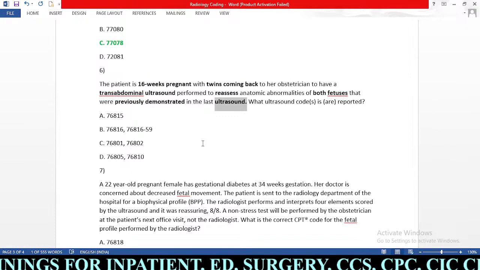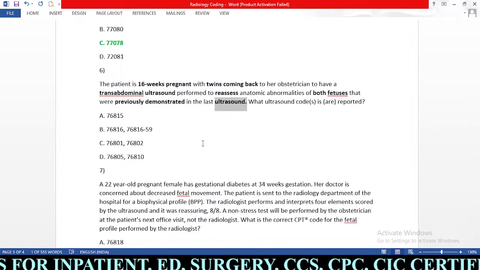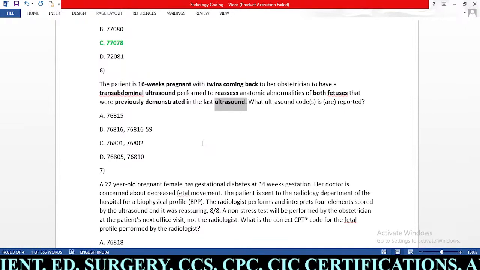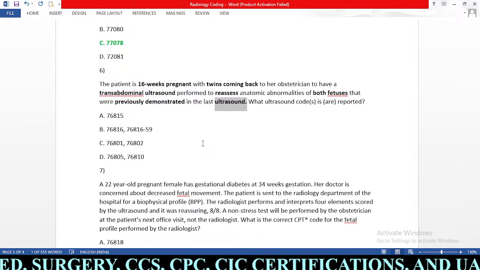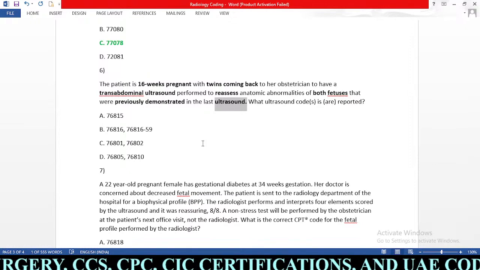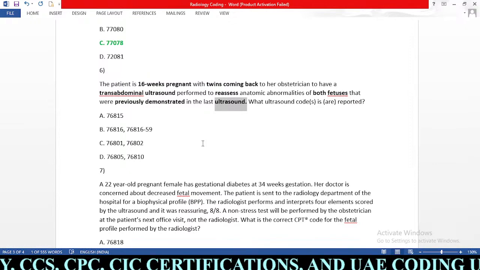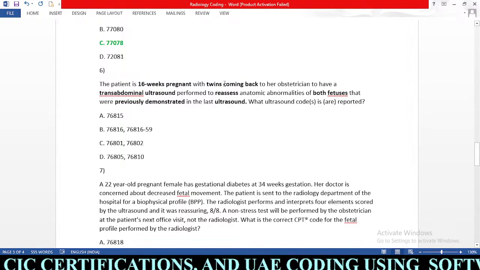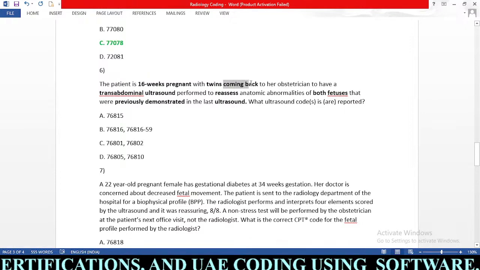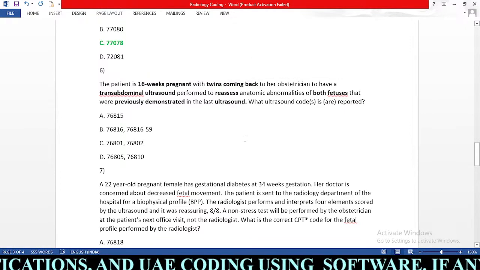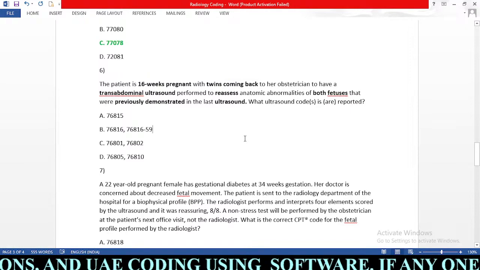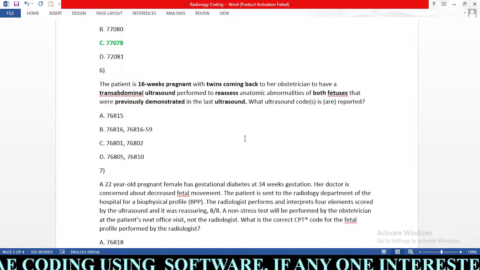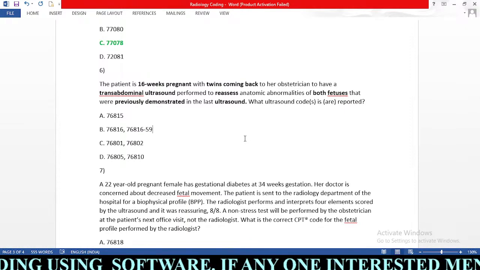So what is 76815? Ultrasound pregnant uterus real time with image documentation, limited, one or more fetuses. And what is 76816? Ultrasound pregnant uterus real time with image documentation. So as per our question, patient is coming back. So it is a follow-up examination. So patient has a previous study. In the study, physician found some abnormality, and this time patient came back to physician in order to check again.